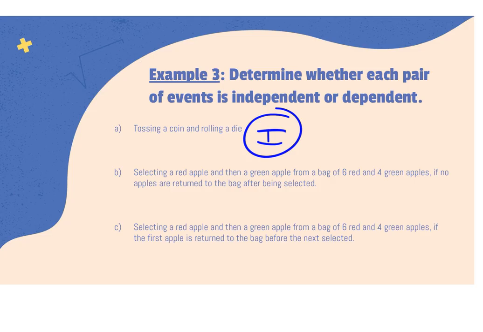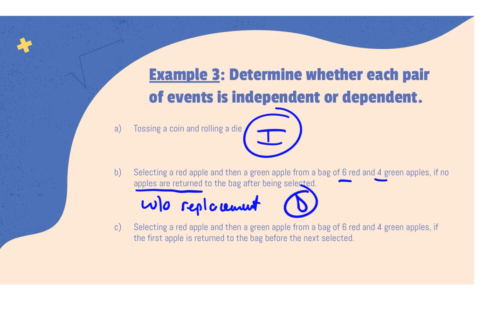All right. Selecting a red apple and then a green apple from a bag of 6 red and 4 green apples. If no apples are returned, so without replacement, okay, so that's 6 red apples, 4 green apples. No apples are returned. So you pull out a red apple, you keep it out, then you pull out a green apple. That's going to be dependent.